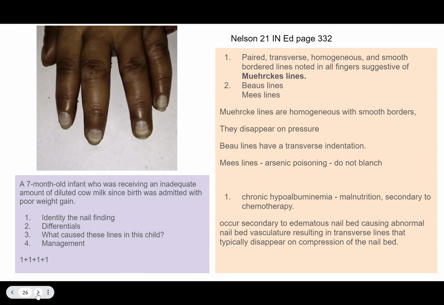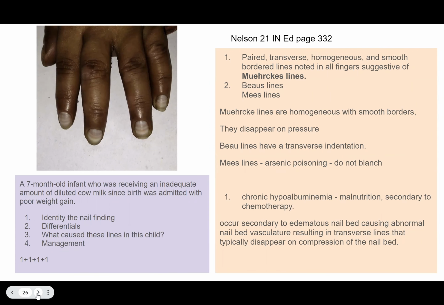Beau's lines have transverse indentation. They are actually damaged nails. That area is damaged. Mees' lines are seen in arsenic poisoning, and that is because of deposition, so it doesn't blanch. So that is the difference between these three.